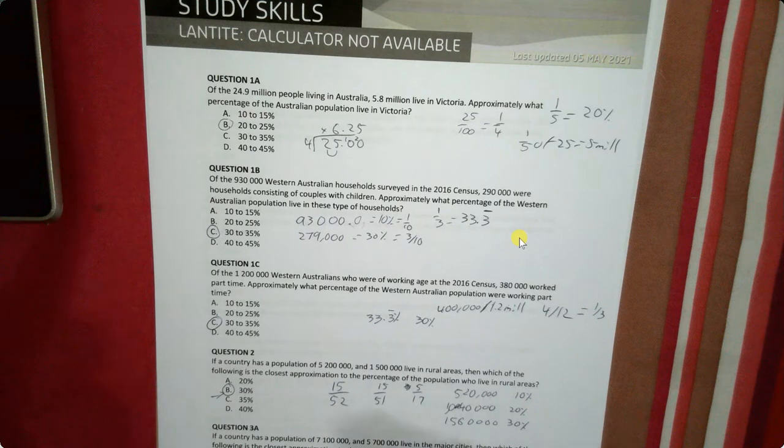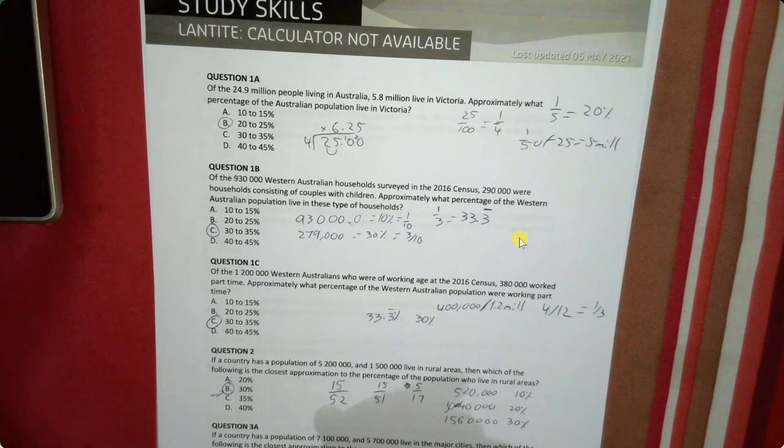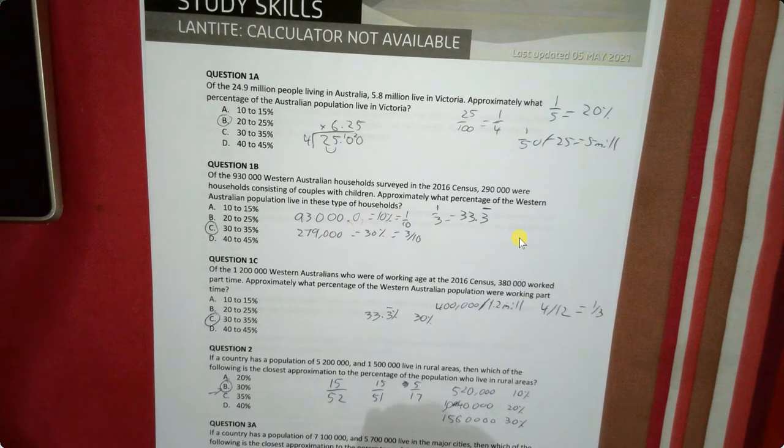Okay. The country has 7.1 and 5.7 live in the major cities, which is the closest approximation of those who don't live in the cities. So that means we're only actually talking about 1.4 million, because 7.1 million take away 5.7 will leave you with 1.4. So 1.4 out of the 7.1. I can tell just by looking at it what the answer is. But again, if you don't know, just use the 10% and work from there.